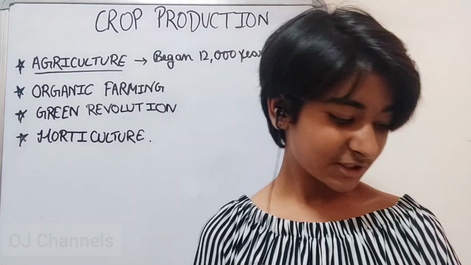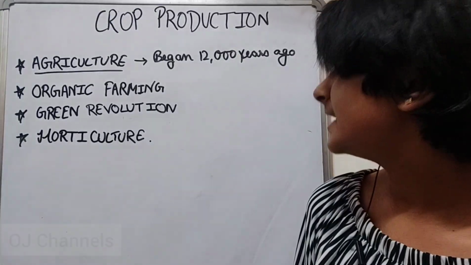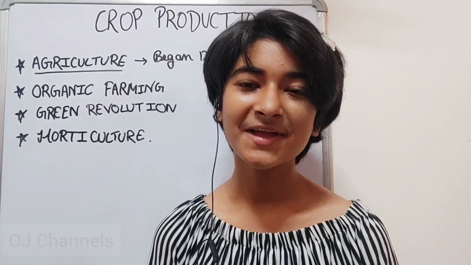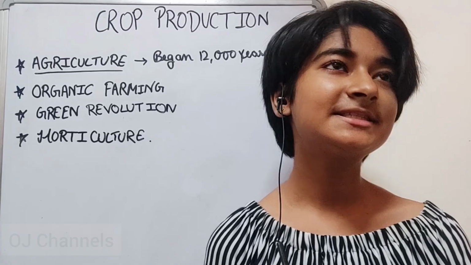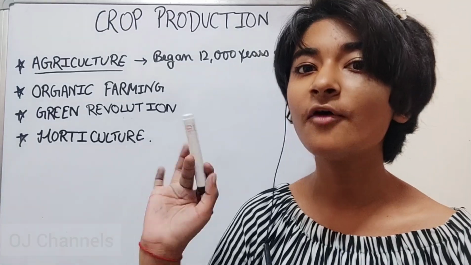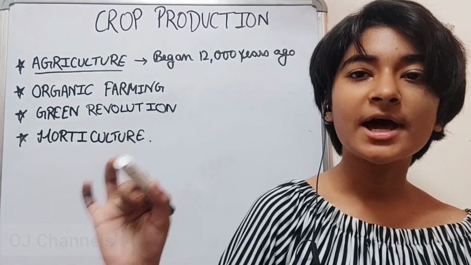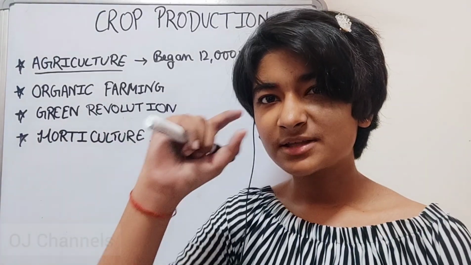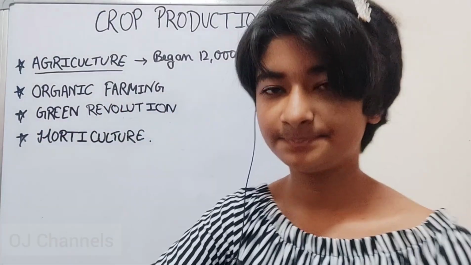So our second definition is agriculture. What is agriculture? The correct definition would be: the science that deals with rearing of animals and the production of crops is known as agriculture. Now there is a word, rearing.